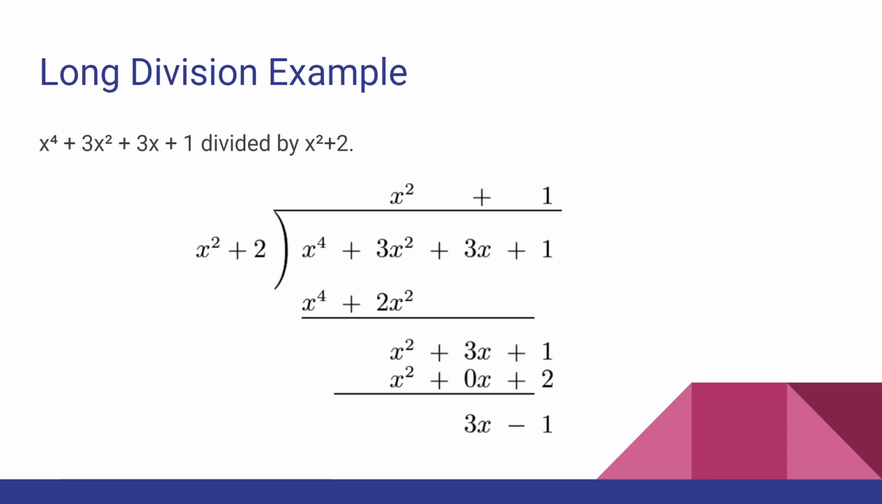And also notice how our remainder is 1 less degree than our divisor. Our divisor is x squared plus 2, and our remainder is 3x minus 1. And 3x minus 1 has a degree of 1, whereas x squared plus 2 has a degree of 2. So that is in line with what we said about the remainder usually having 1 less degree or less of a degree than the divisor.